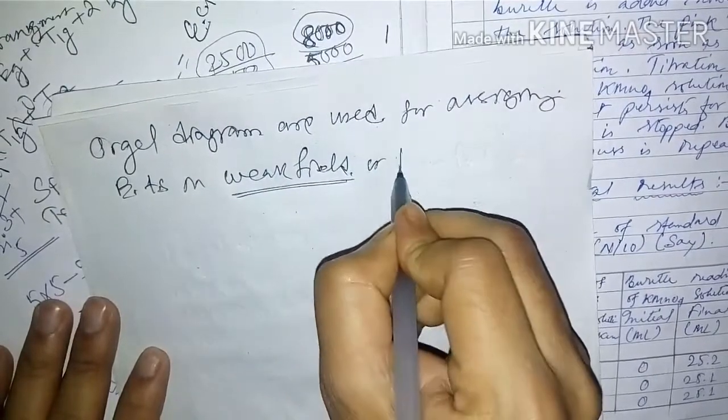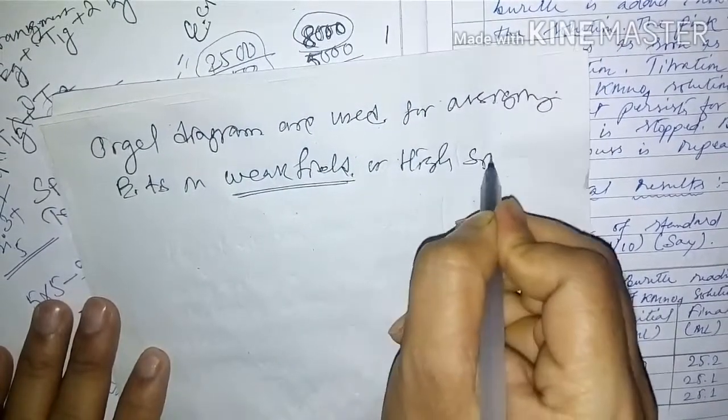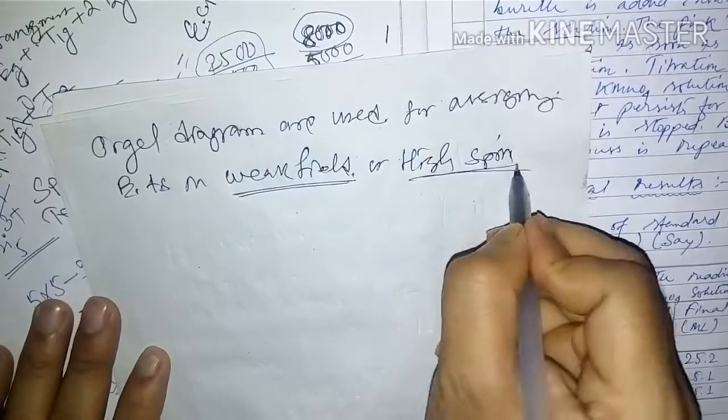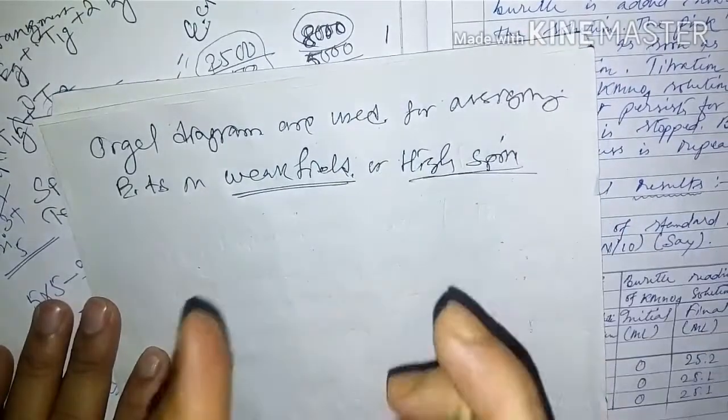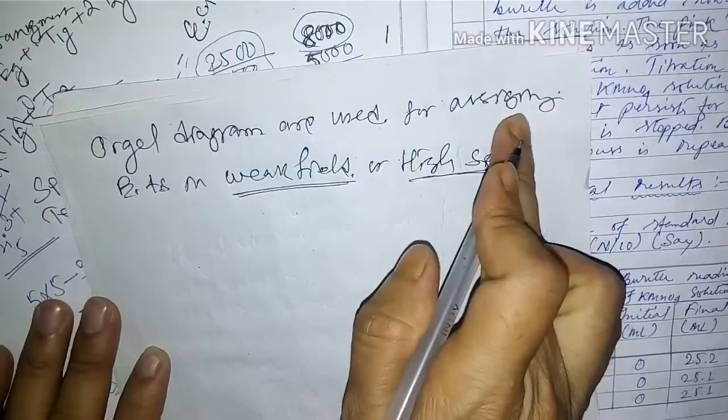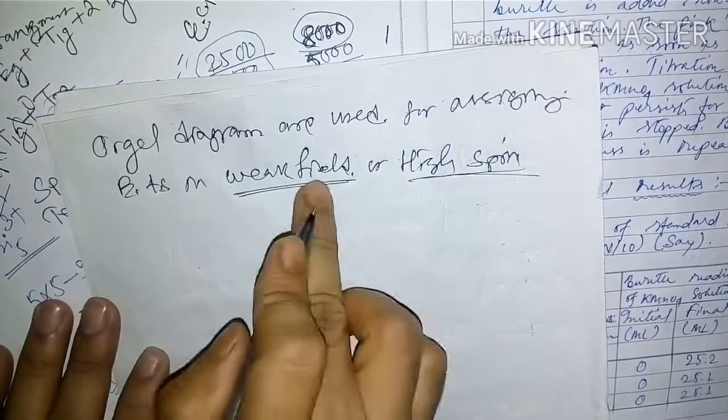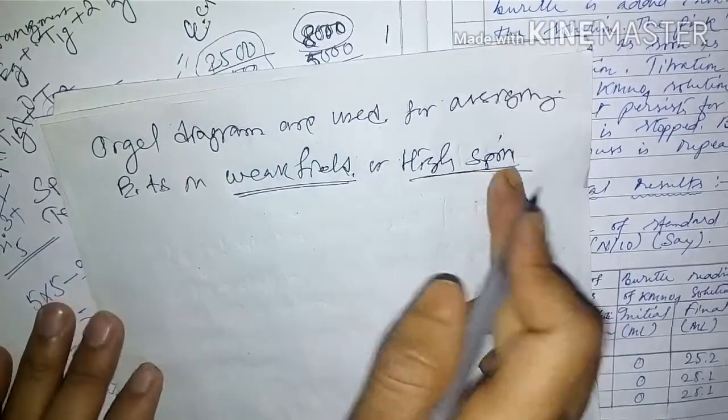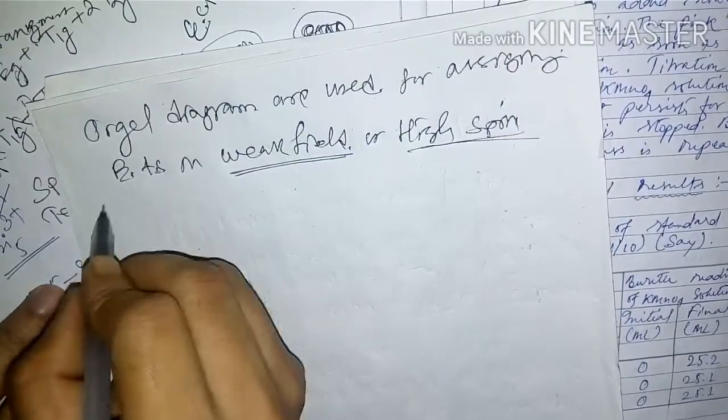That means high spin, understood? Weak field or high spin. So this Orgel diagram is used for assigning electronic transitions in weak field or high spin transition metal octahedral complexes.